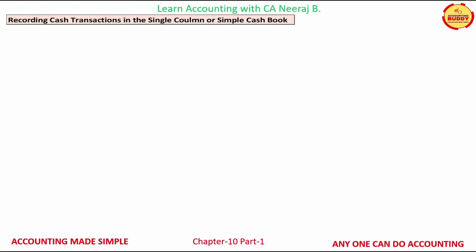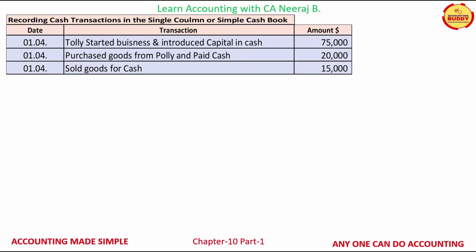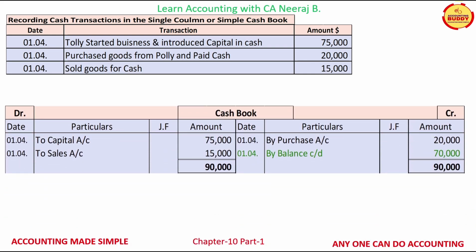Let us understand how cash transactions are recorded in a single column cash book with the help of business transactions displayed on your screen. Post recording of these transactions, the cash book will look like as appearing on your screens. Let us now understand the recording of these cash transactions. On 1st April, Tolly started business and introduced capital in cash amounting to $75,000. This cash inflow of $75,000 will be recorded on the left hand debit side of the cash book on 1st of April by writing the words to capital account.